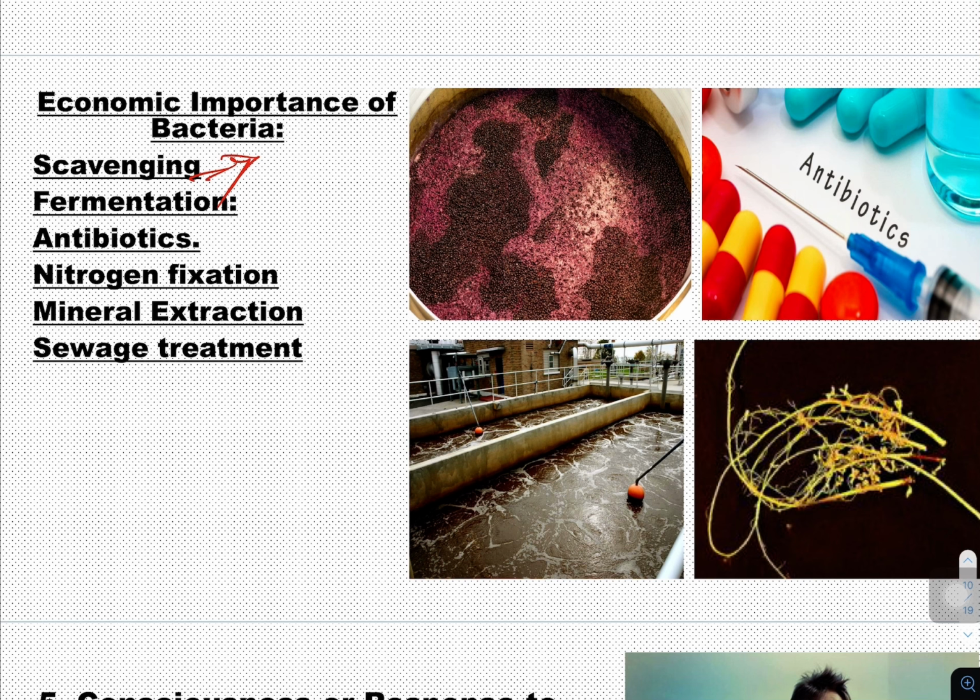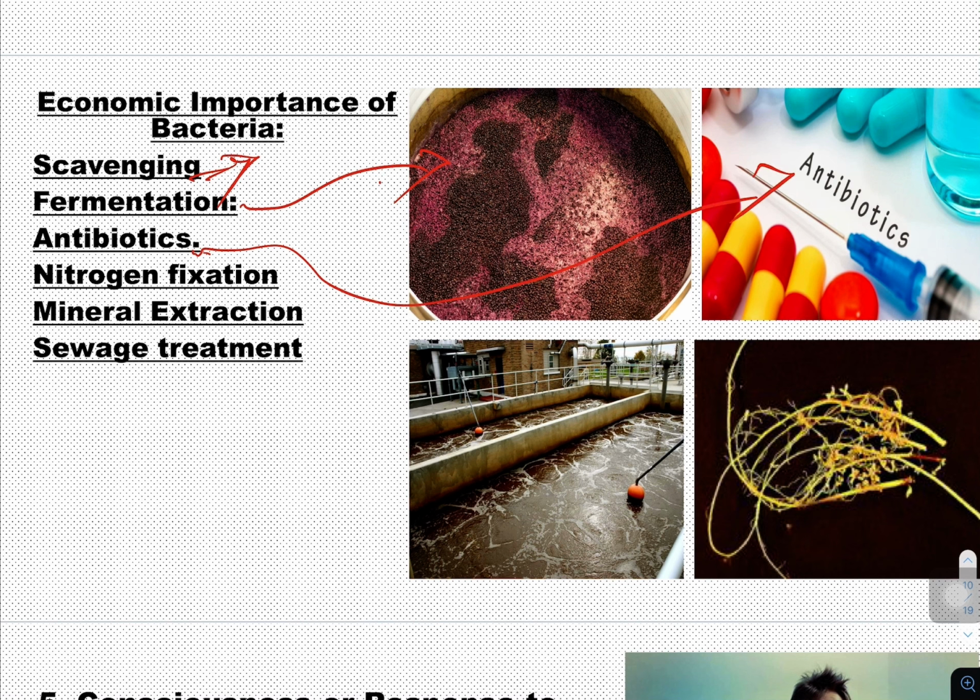Next, they help in the fermentation process in the production of alcohols. Without bacteria there will be no fermentation process, so there will be no alcohol industry; the beverage industry is dependent on fermentation. Then fermentation is dependent on bacteria. Without bacteria, no fermentation. Bacteria also help in the production of antibiotics.